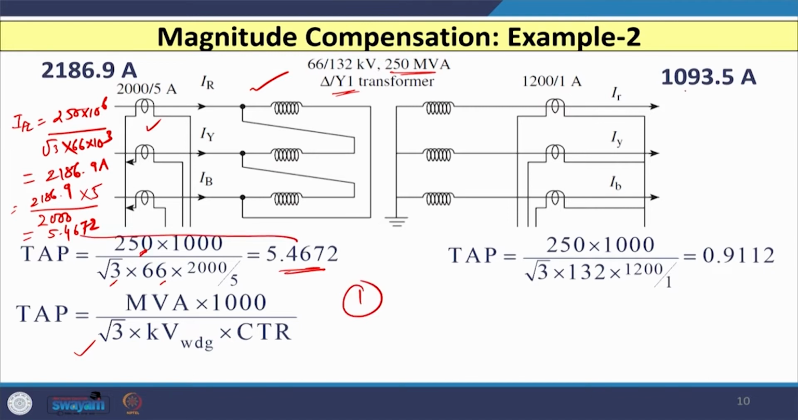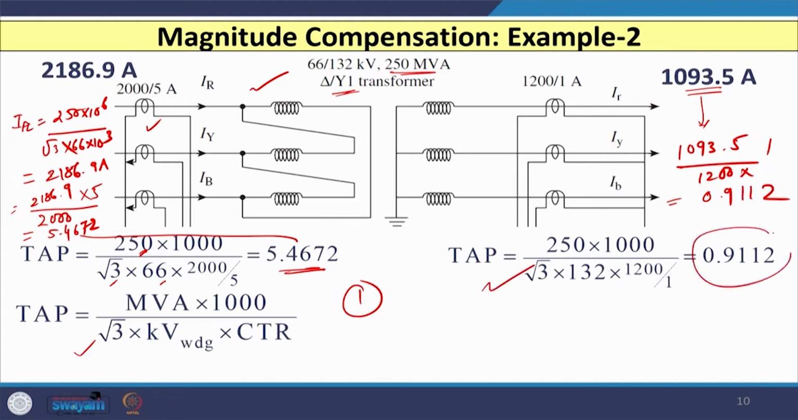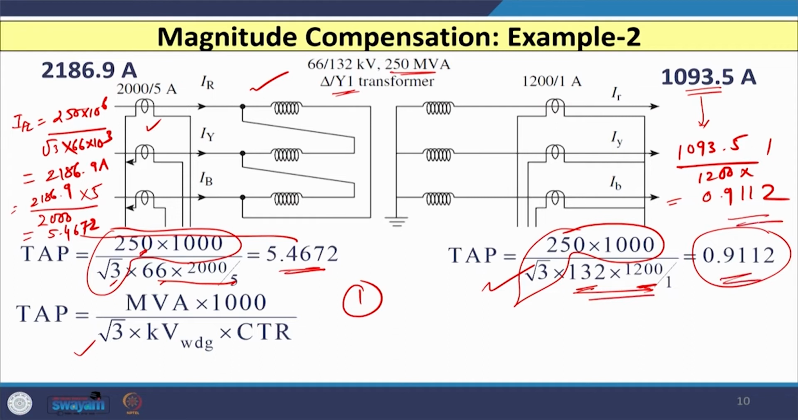Same way on the secondary side, if you calculate the full load current and transform this current with the CT ratio 1200 by 1, you will have the value 0.9112, and using tap also you will have the same value, 0.9112, because this value remains the same here and here. Whether you calculate on the LV or HV side, the only difference is these two values. So, if you change this, you will have this value, and here also you will have the same value, and if you divide, you will have the value one.